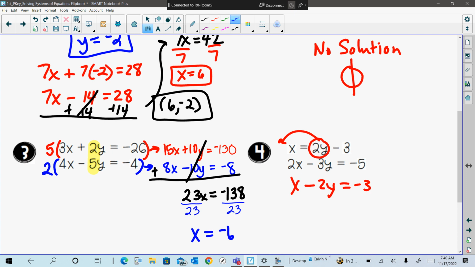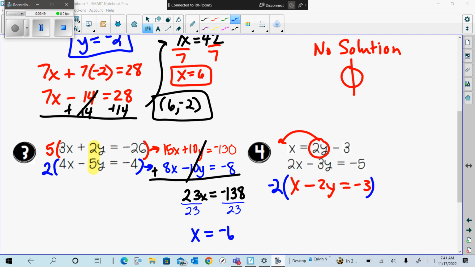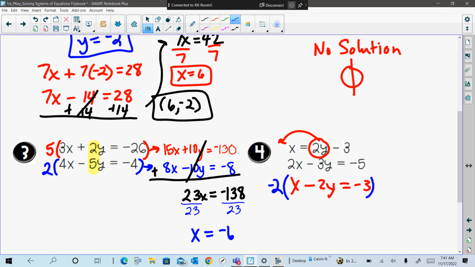Okay, so the smallest variable is this 1x, but we need it to be opposite. It's lined up with this 2x. That's positive, so we need this to be a -2x. So we're going to multiply everything by -2. All right, so when you do that, to each term, we get now negative 2x, now positive 4y equals now positive 6.